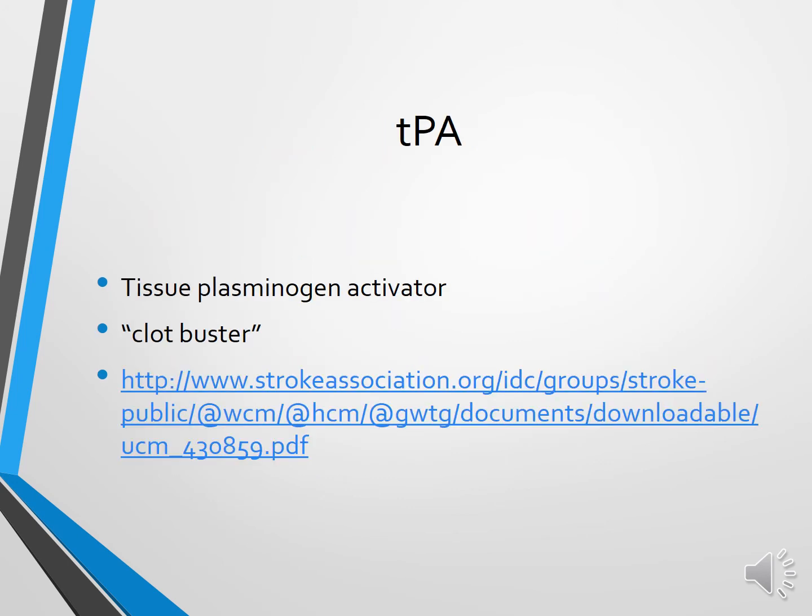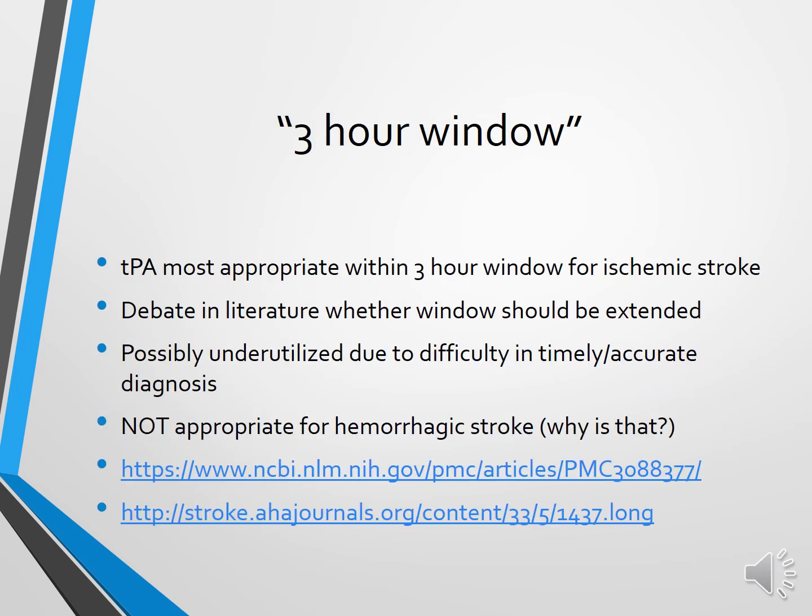So if it's ischemic, the person may be a candidate for TPA, which is tissue plasminogen activator. In quotes I have here, it's the clot buster. So basically, if you have a clot that is preventing blood flow, this medication given within the first 3 hours has been shown to be very effective. Most references indicate that the 3-hour window is most appropriate for treating ischemic strokes. I did see some debate in the literature whether this window should be extended, and some authors suggest that maybe TPA is not being used as much as it could be. Maybe it's underutilized because of problems in timely and accurate diagnosis.